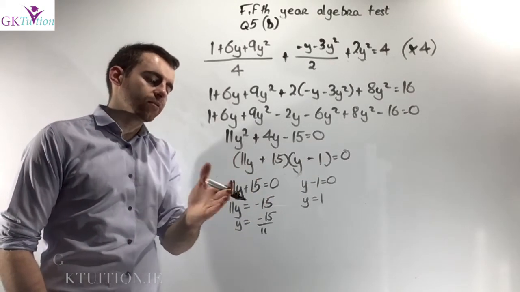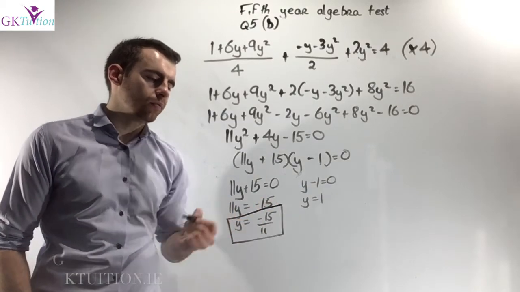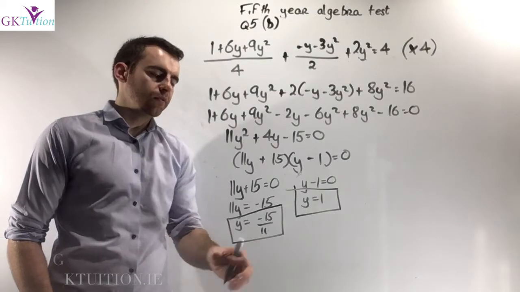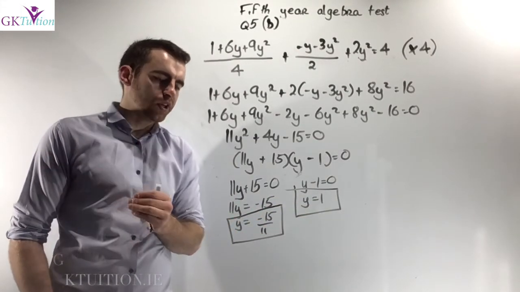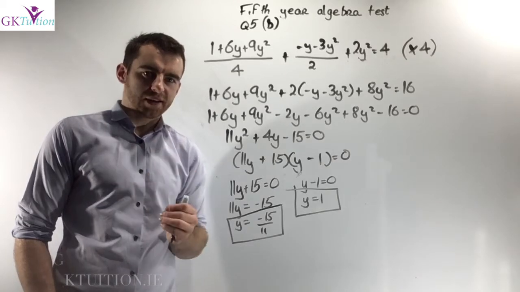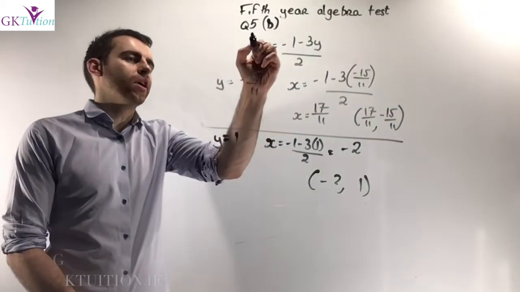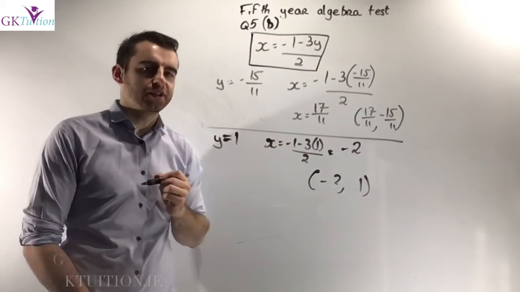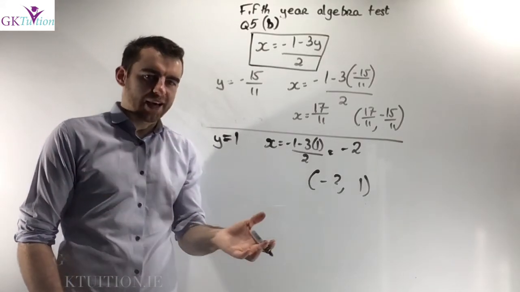If I then let each factor equal 0 and solve it, my first y value is minus 15 over 11. My second y value is y equals 1. Once you have your two values for y, we need to sub back into one of the original equations and find two values for x. You should remember from the start of the question that we isolated x and said that x is equal to minus 1 minus 3y over 2. Now clearly that's the simplest way for us to find x.